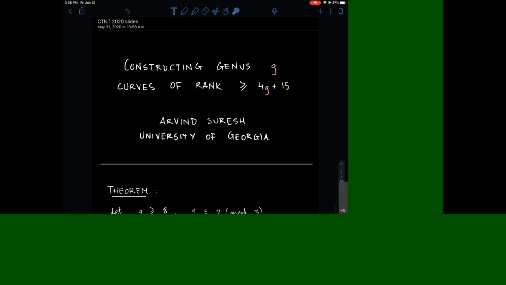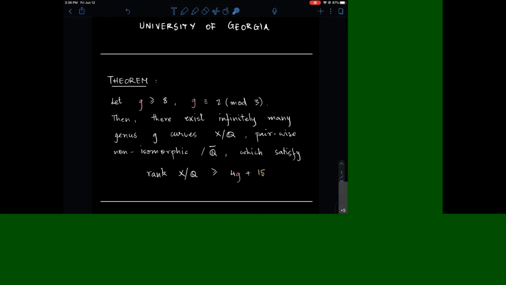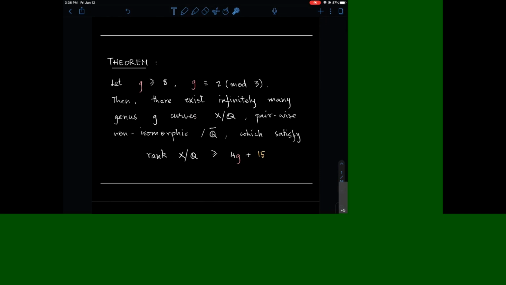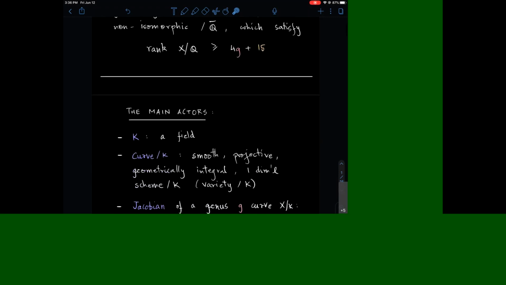So let me just jump right in with the main statement that I want to discuss today, which is that if you have a genus G at least eight, which is congruent to 2 mod 3, then it turns out that there exist infinitely many genus G curves over Q, which are pairwise non-isomorphic over Q bar, and which have rank at least 4G plus 15, where again G is the genus of the curve. And so, just what do these things mean?